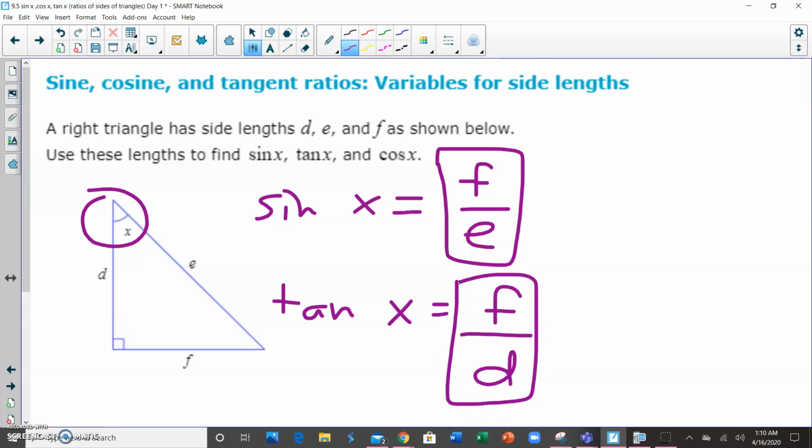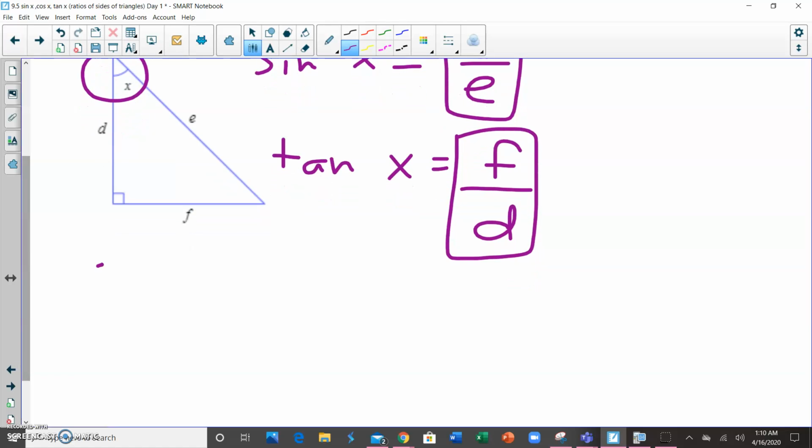All right, and then the last one we have is cosine. So the cosine of angle X is going to be adjacent, which is D, divided by the hypotenuse, which is E.